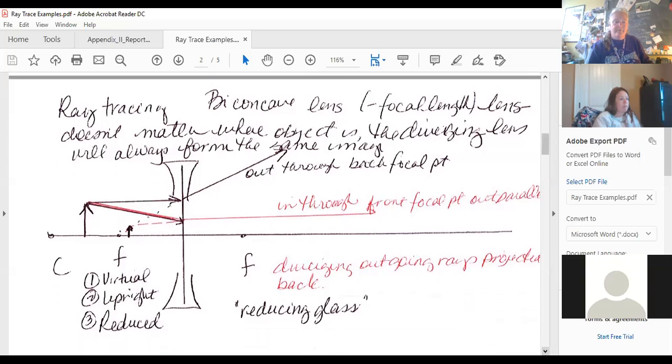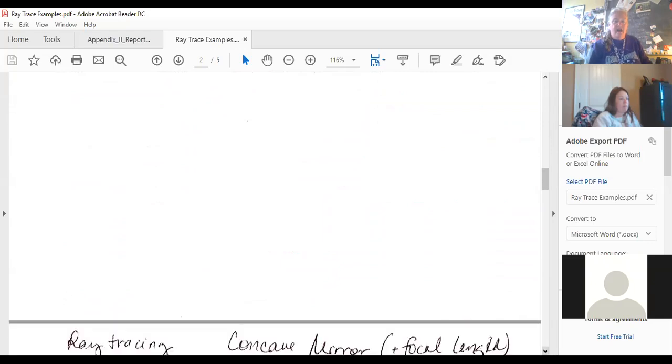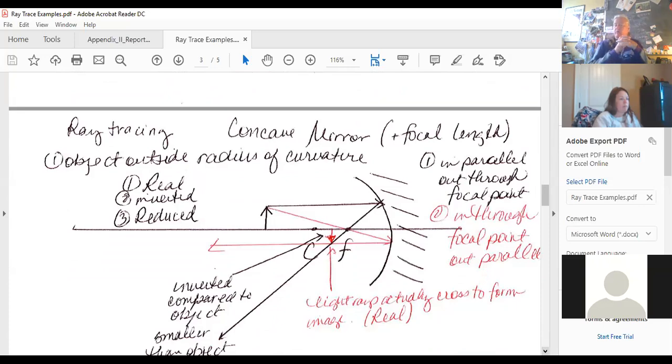No? Okay. All right, now, with lenses, the light goes through them, okay? The outgoing rays are always on the other side from your object, but with mirrors, the outgoing rays are always going to be on the same side as your object. So we're going to look at ray tracing for mirrors, okay? So I'm going to start with a concave, or what they call a converging mirror, with a positive focal length.